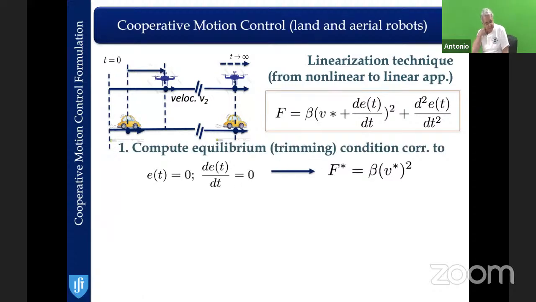When you want to linearize something, the first thing you have to do is to find what we call the equilibrium condition. And what is the equilibrium condition? That's when everything is stopped. That's when the error is 0 and the derivative is 0. If this is the case, then you have F star equal to beta V star squared, which makes sense. If you are at steady state and you are going at a certain speed, then the force has to counteract the drag term.